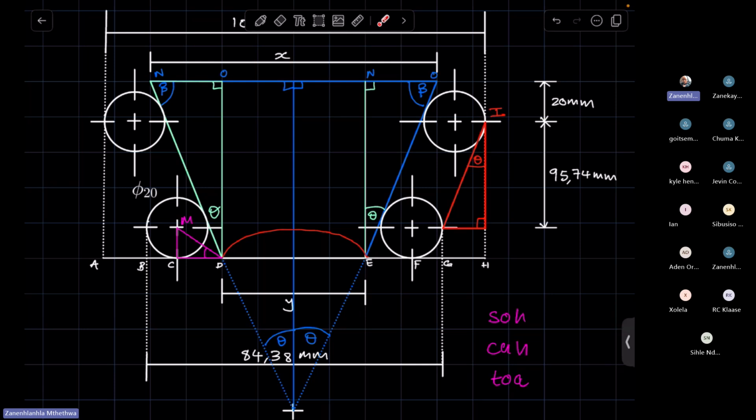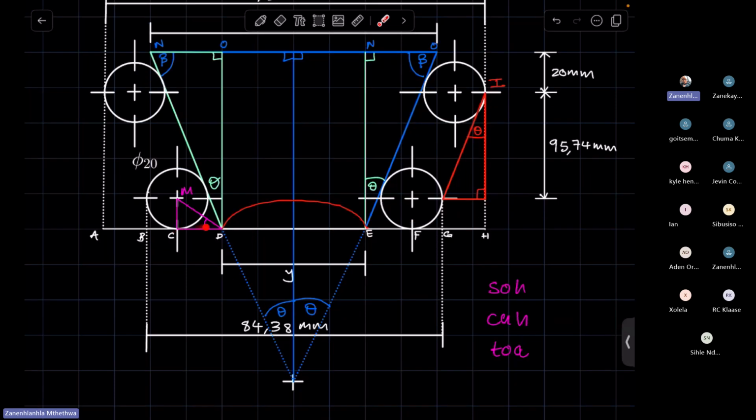Right, and then also, if you look at this measurement as well as that measurement, those two measurements will always be equal. The way you get this measurement is by drawing a line from the center of the roller to where this tangent and this tangent meet. This thing is tailor-made for you.